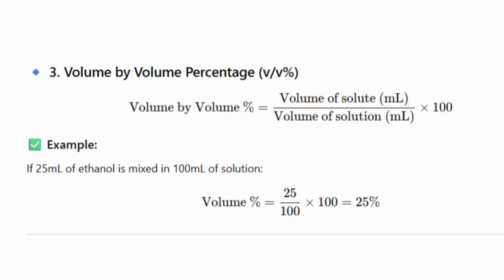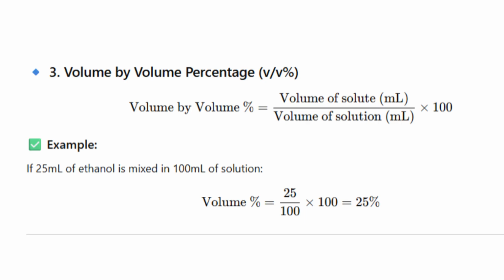Now let's explore the third type of concentration. Volume by volume percentage, also known as V/V %. Formula: volume by volume percent equals volume of solute in ml / volume of solution in ml times 100. Important: both solute and solution are measured in milliliters, ml. Example: let's say you mix 25 milliliters of ethanol into a total of 100 milliliters of solution.